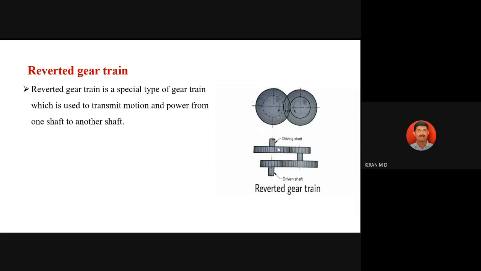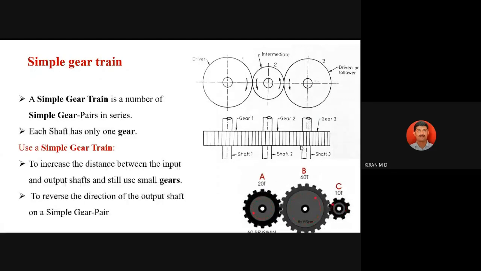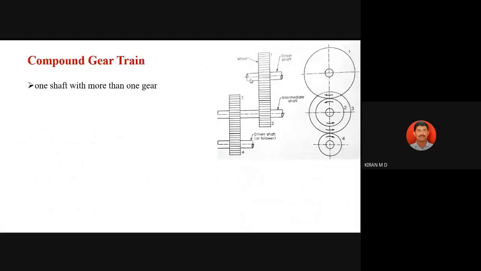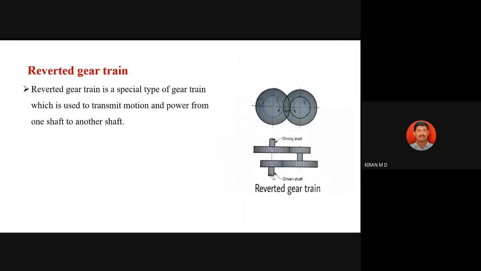See, in compound gear, the driver and driven axes are separate here. We just shift this driven axis to the same as the driver axis. That is the reverted gear. Here both driver and driven gears are on the same axis, but we are achieving different speeds, right?